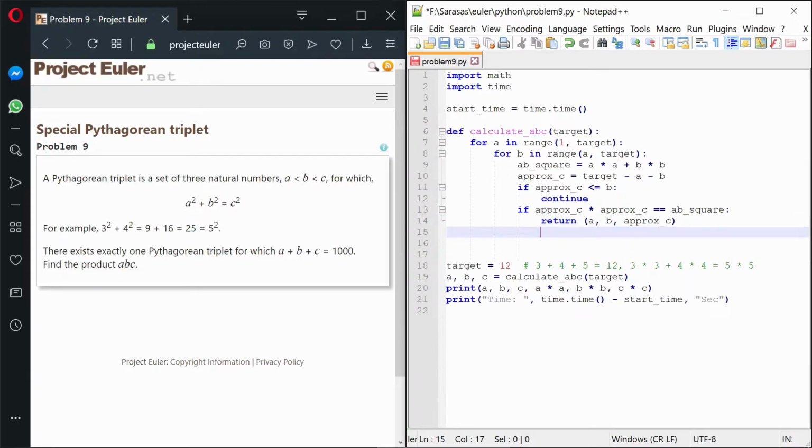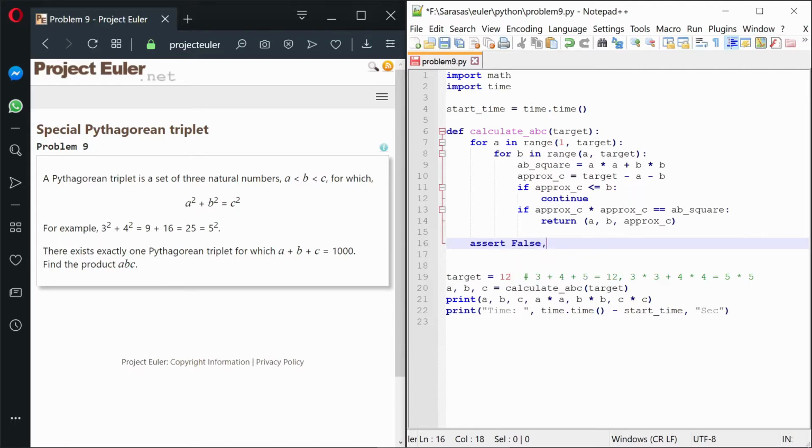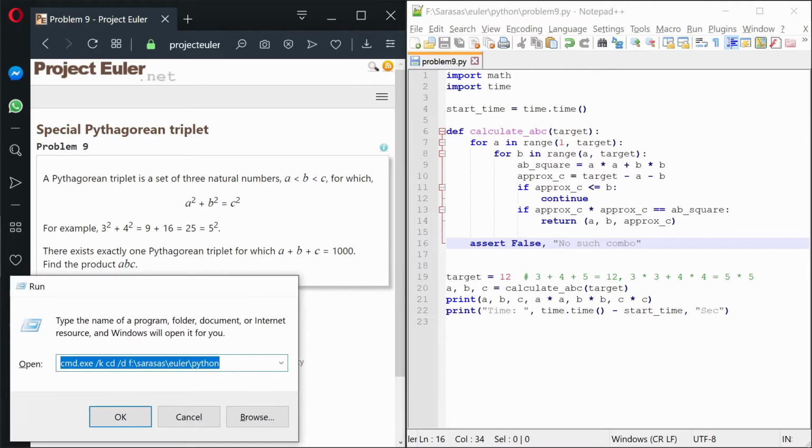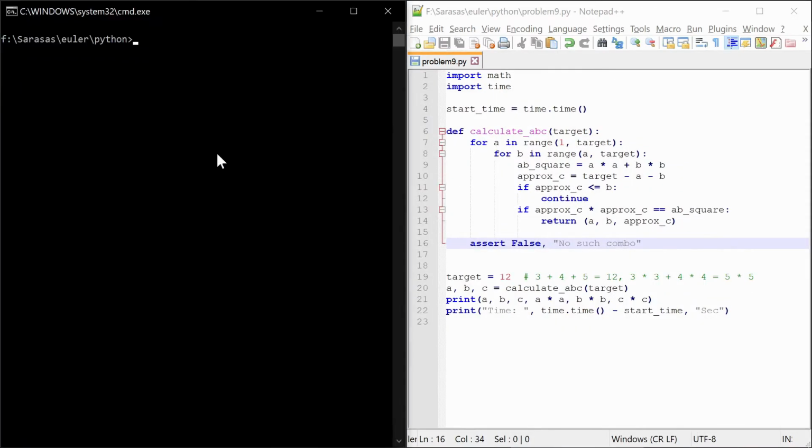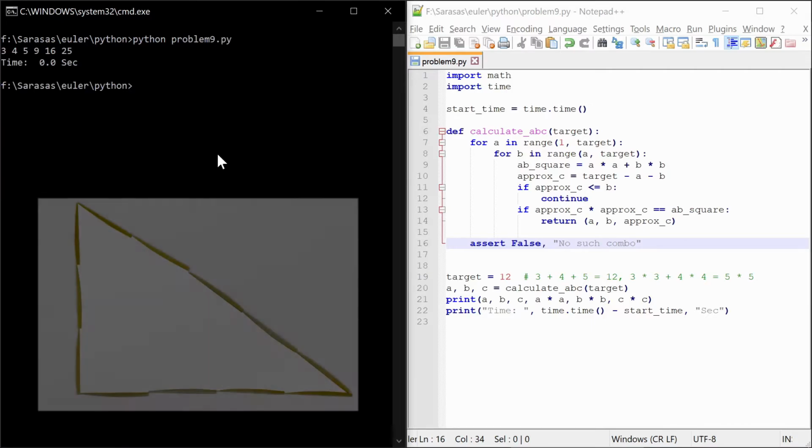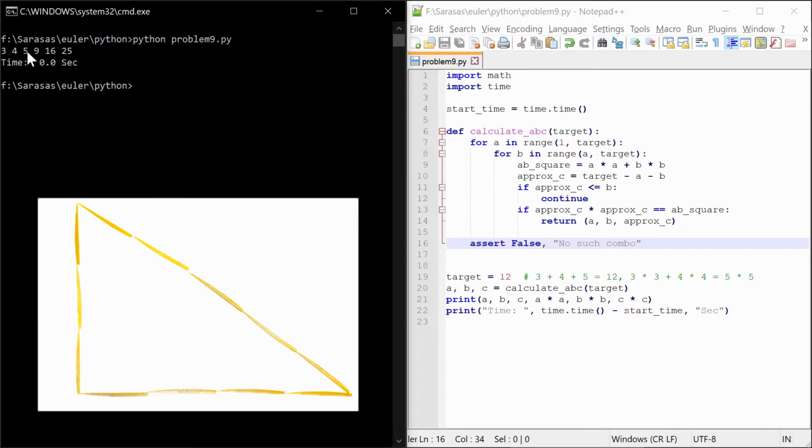Also, we should add an assert in case there is no possible solution. The problem text claimed that there was one, but who knows. Let us run this and see what it tells us. I will start with the example. A triangle with a circumference of 12 toothpicks. It gave us the expected answer, 3, 4, and 5.